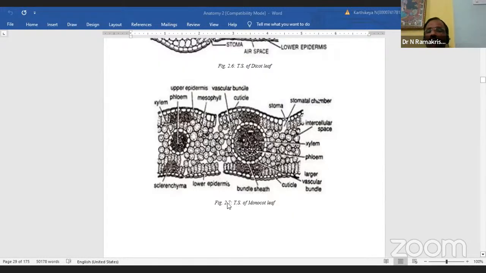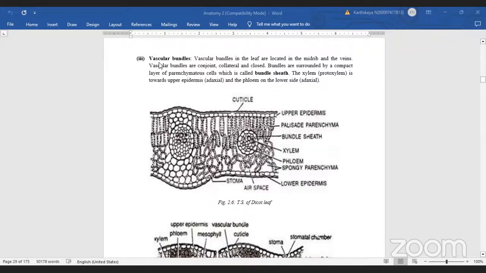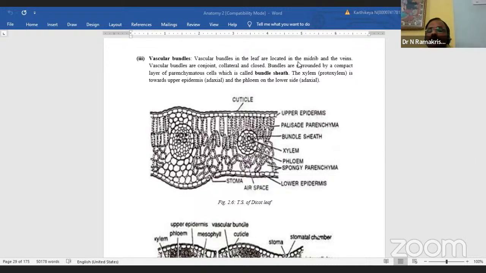Now you see similarly, this one is a monocot. Same upper epidermis and lower epidermis. Next, there are the spongy tissues. What is the last one? Vascular bundles. These are vascular bundles. Vascular bundles in the leaf are located in the rib, the mid-rib. The rib means it has vascular bundles. There are bundle sheath-like structures. The xylem, the protoxylem, is towards the upper epidermis, the adaxial side.